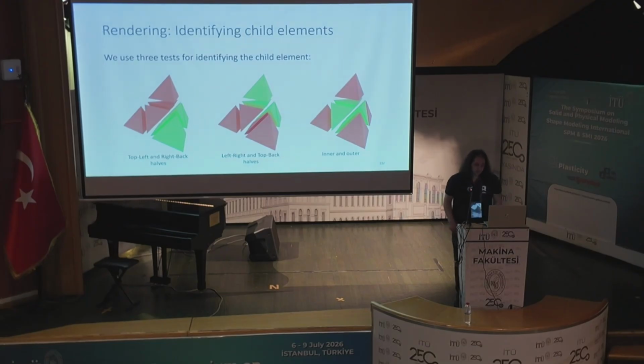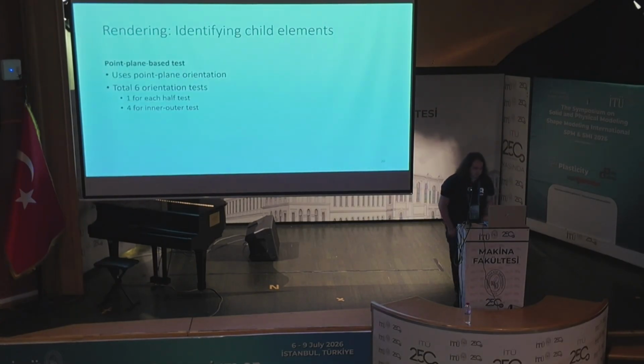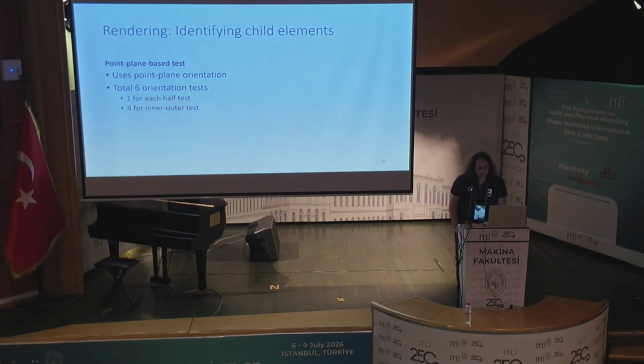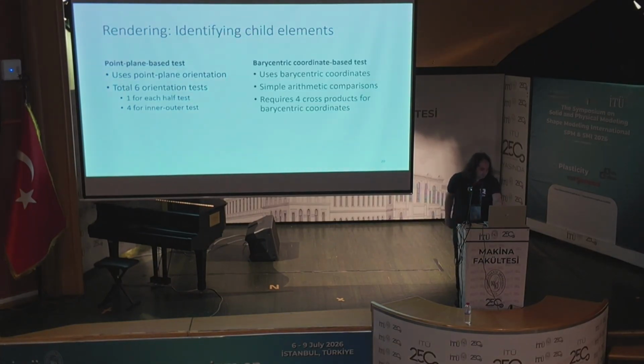First, we determine whether the sampling point is on the top left or right back half of the current tetrahedron. The second one is left, right, or top back halves, and the third one is the inner and outer parts. In order to identify these elements, we tried 2 techniques. The simplest one is the point plane orientation test. For each half test, we require 2 plane point orientation tests, and for the inner outer test, we need 4 inner outer point orientation tests, so 6 total orientation tests.